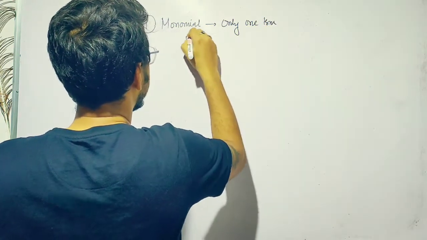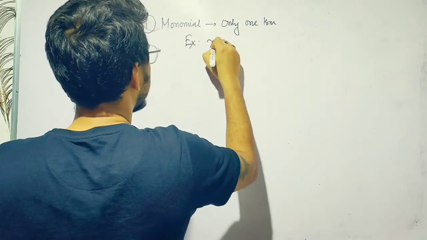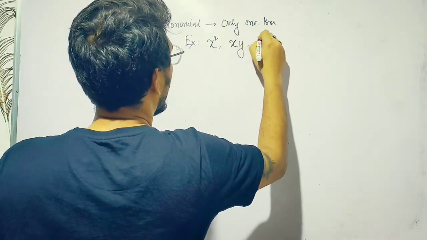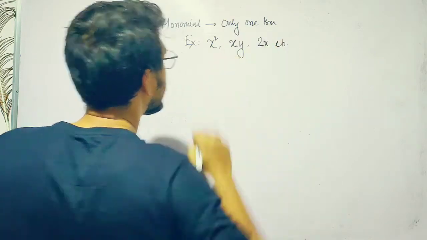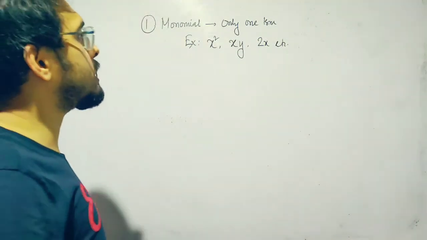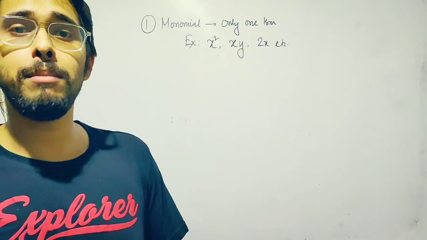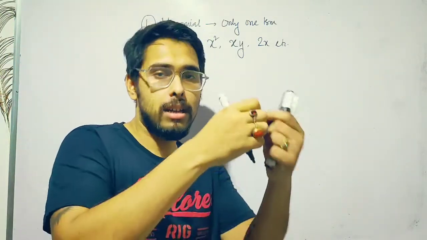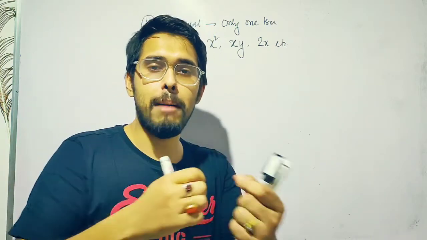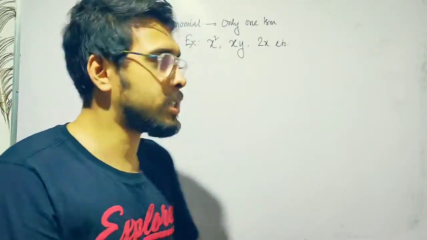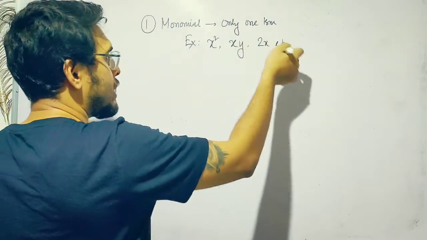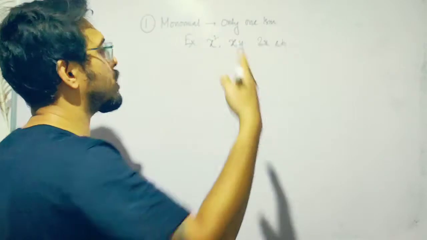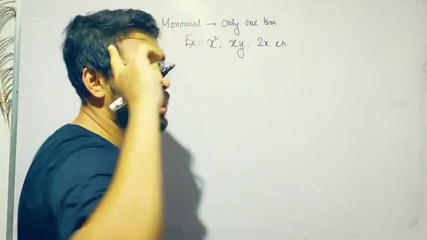So what can be the example? It can be, let's say, x square or xy or 2x, etc. Now, as you can see, what is meant by term? Term is whenever there is a combination of variable and numerical, and they are separated by an addition or subtraction. As you can see, there is no addition and subtraction. They are not separated by addition and subtraction. They are individual terms. So that is why there is only one term.